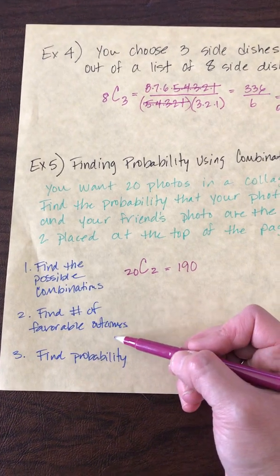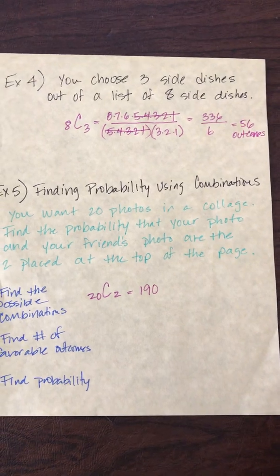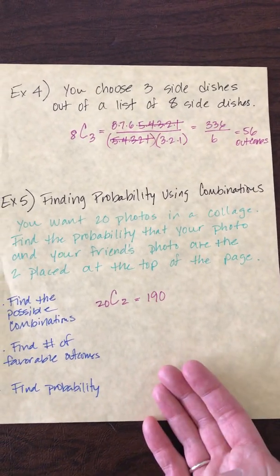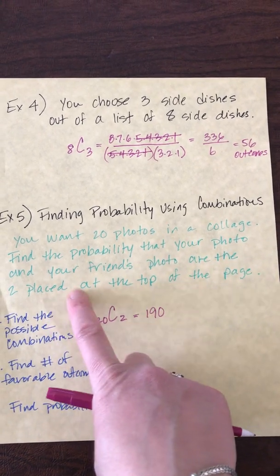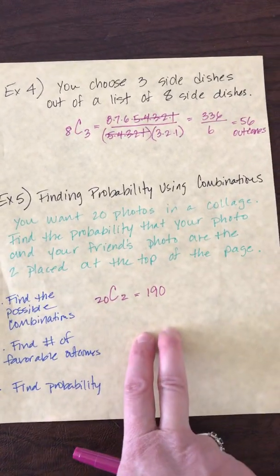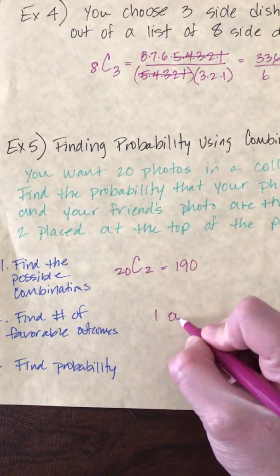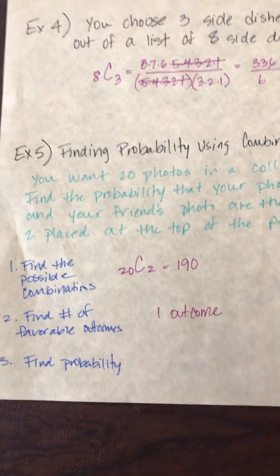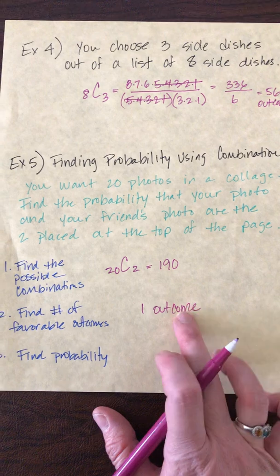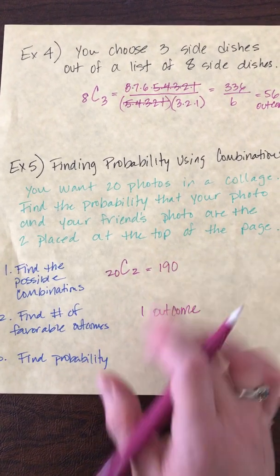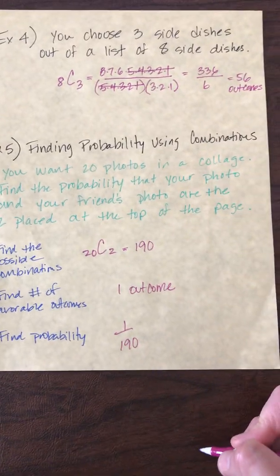Find the number of favorable outcomes. Well, there's only one way that I can arrange the 2 pictures I want. It says your photo and your friend's photo are the 2 placed at the top of the page. So if you imagine the top of the page, you've got your 2 at the top. So there's one outcome here. And then find the probability. The probability would be the number of favorable outcomes over the number of possible outcomes. So in this case, 1 out of 190.